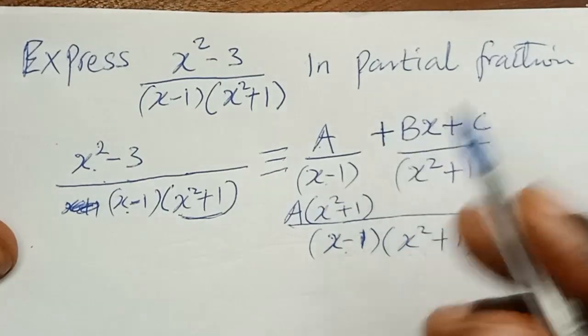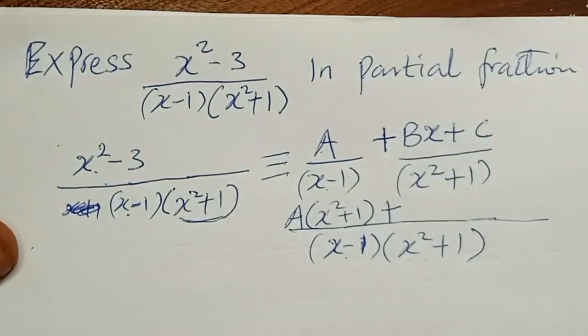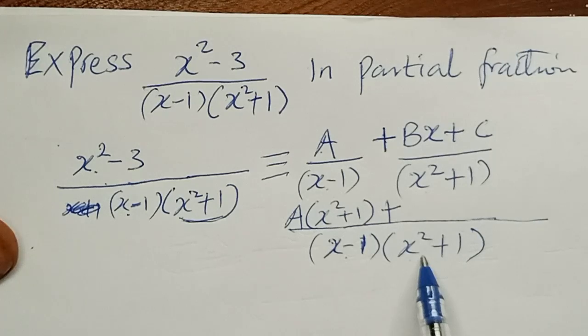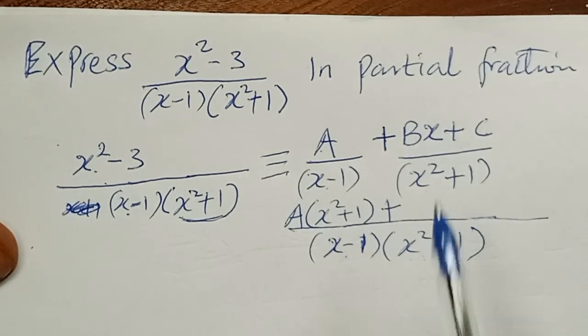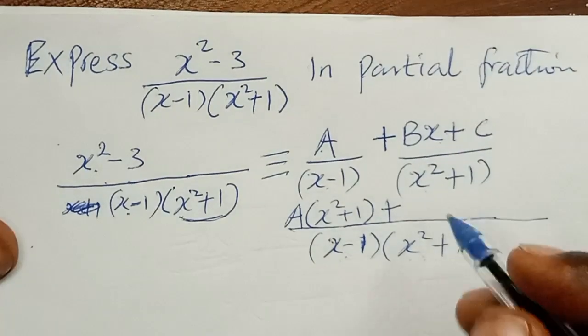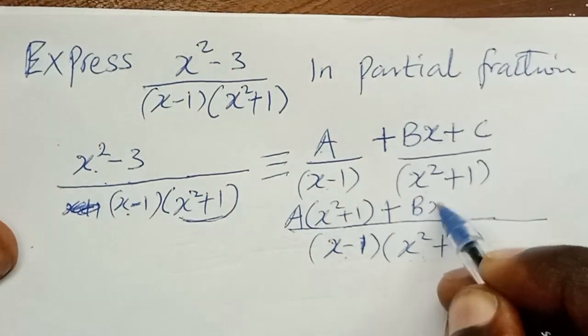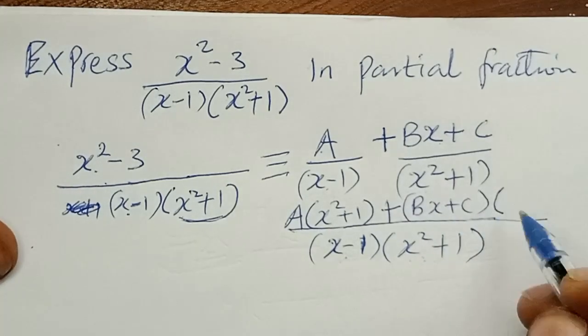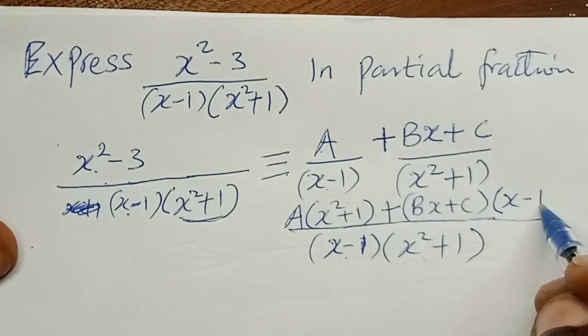This plus here, we represent it here. Then this x squared plus 1 will take off this x squared plus 1. We are going to be left with x minus 1. So x minus 1 times (Bx plus C). So we are going to say (Bx plus C) into (x minus 1).